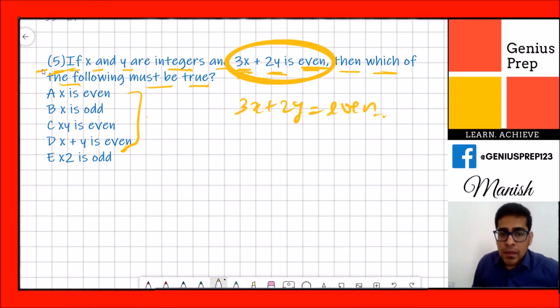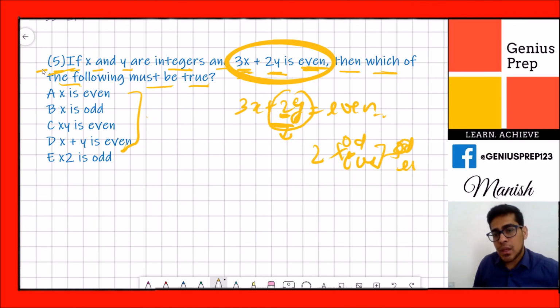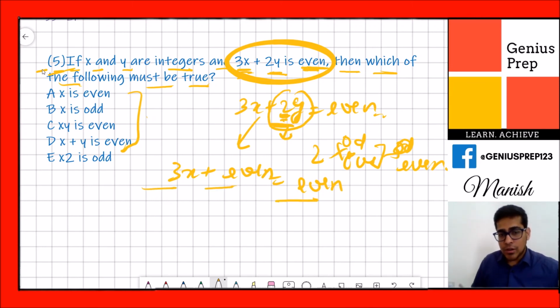But remember, if you take this term, 2y, we are multiplying by 2, it has a factor of 2. So whatever the y, whether it is odd or even, after multiplying by 2, you will always get an even number, right? So you can write this equation as 3x plus even number is equal to even number, right? Now why did we do this? We are simplifying the equation.